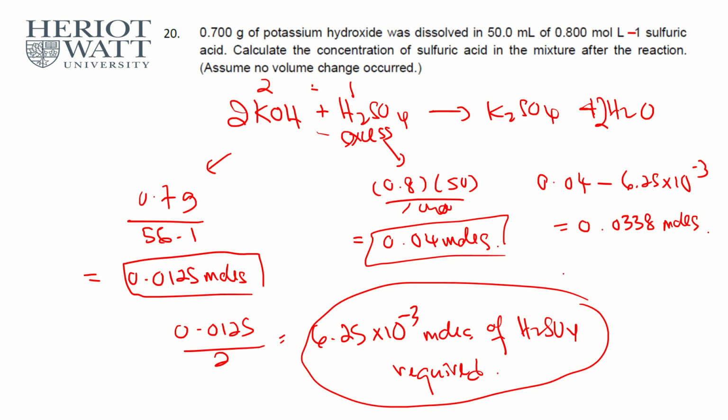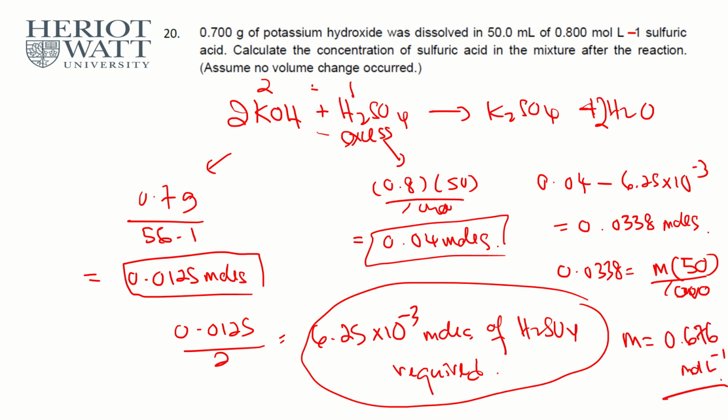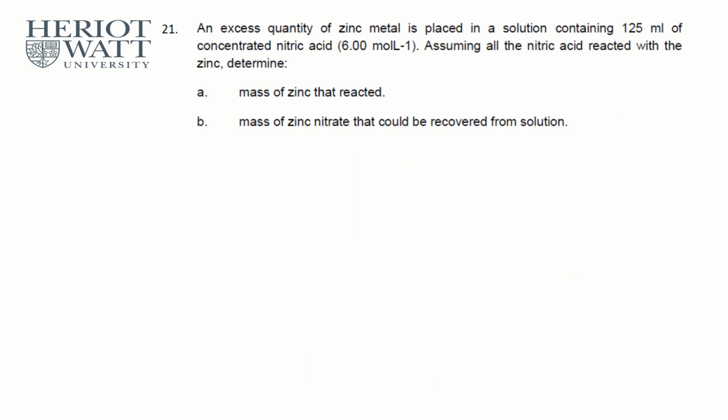Okay, and what next? 0.0338 equals MV. What is the volume here? 0.7 grams is a solid, so volume is still maintained as 50, so 50 over 1000. All right, and then from here you get your M. This is your answer, which is 0.676 moles per liter. So the concentration of sulfuric acid remaining at the end after the reaction is 0.676. All right, so that's 20.